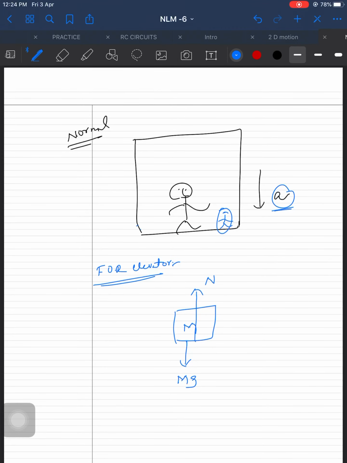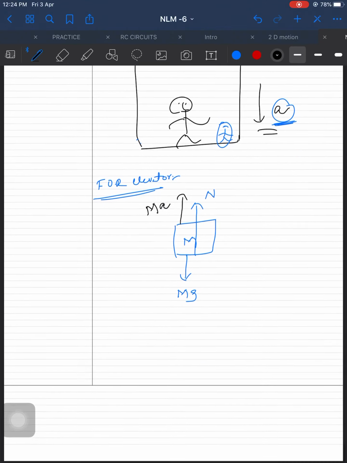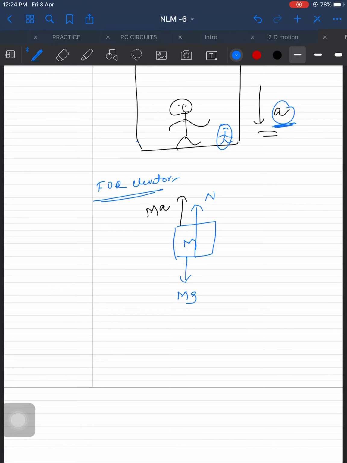Now because we considered the elevator as the frame of reference, is the elevator an inertial or non-inertial frame of reference? Non-inertial. What will act there? The pseudo force will act. In which direction will the pseudo force act? Opposite to the acceleration, so upwards, because the acceleration is in the downward direction. What is its magnitude? Mass of man into the acceleration of the elevator.